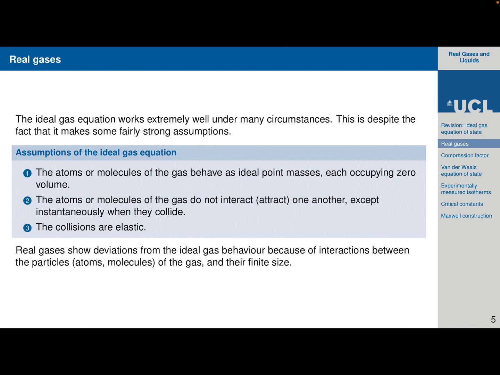And then the second assumption here is that the atoms or molecules of the gas do not interact, right, except for these sort of instantaneous collisions when they collide with one another. Okay, but in fact, there are some attractive forces between the gas particles, and these are typically quite short-ranged interactions, but they exist, and they change the properties of the gas. Okay, and so both of those first two assumptions we will talk about a little more. The third assumption here is that the collisions are elastic. Okay, we're not going to do anything with that third assumption.